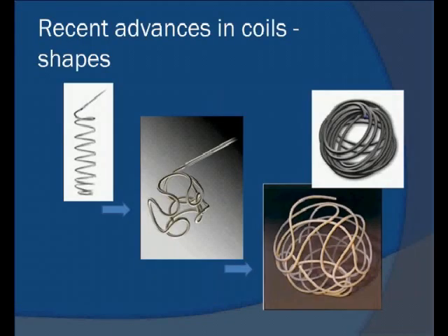Just a few words before we close on the choice of coiling. We have the regular helical coils, we have the complex coils, and more complex coils. That shape itself would be determined by whether the neck is wide, whether you want to make a better basket as the first coil. Then of course coils may be soft, they may be a little more stiff, and that would depend on whether the aneurysm is ruptured and the size of the aneurysm.